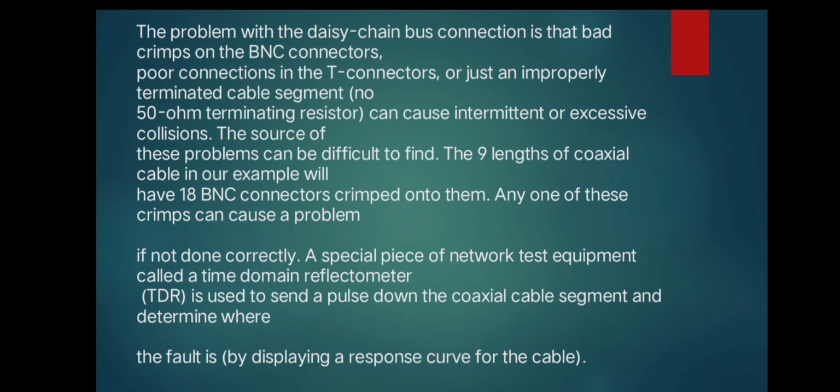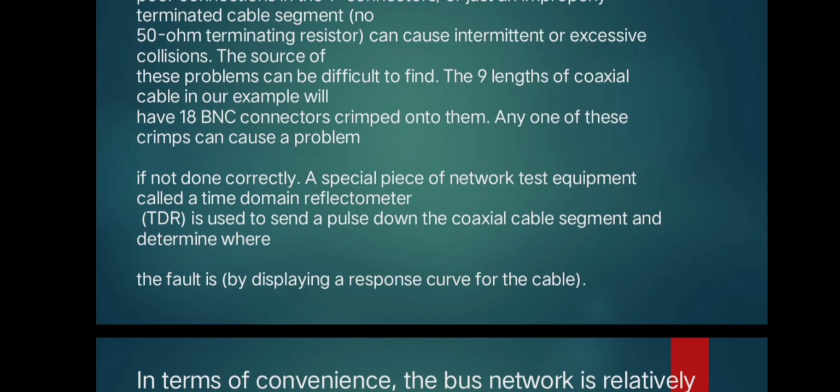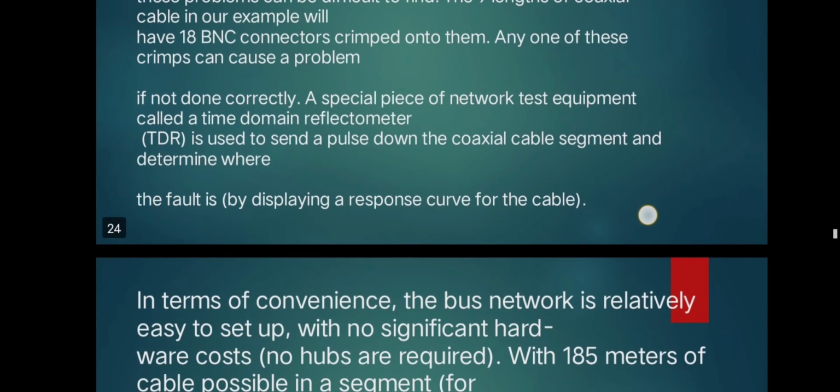The 9 lengths of coaxial cable in our example will have 18 BNC connectors crimped onto them. Any of these crimps can cause a problem if not done correctly. A special piece of network test equipment called a time domain reflectometer (TDR) is used to send a pulse down the coaxial cable segment and determine where the fault is by displaying a response curve for the cable.